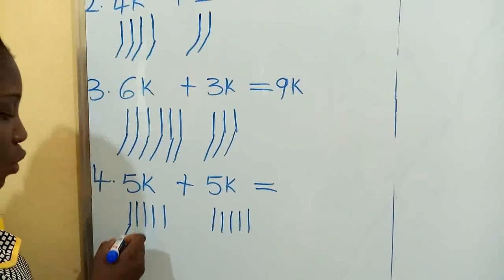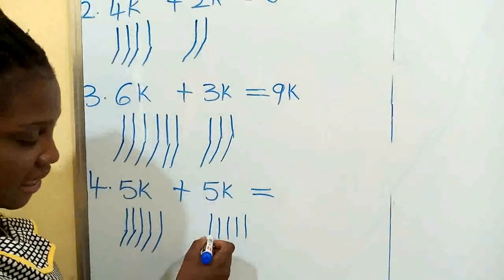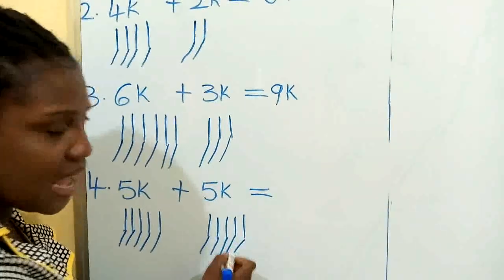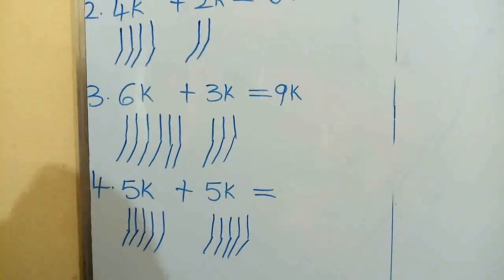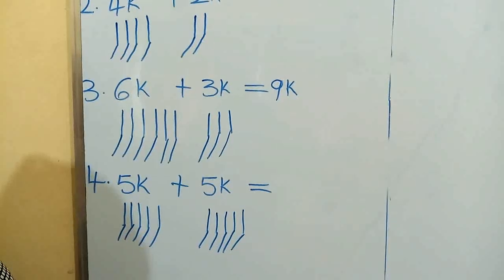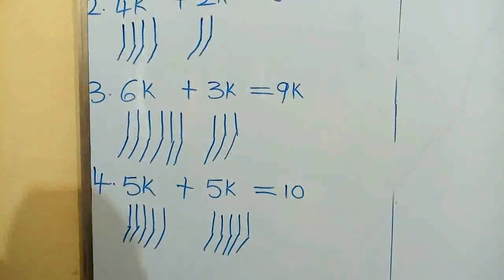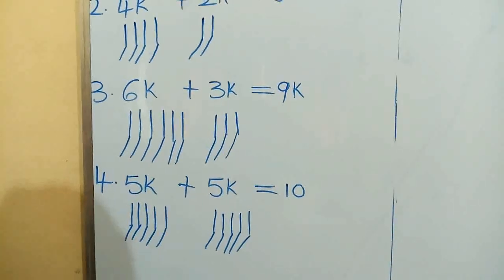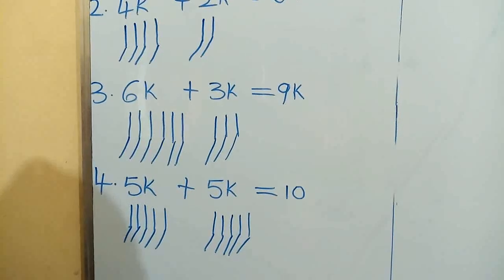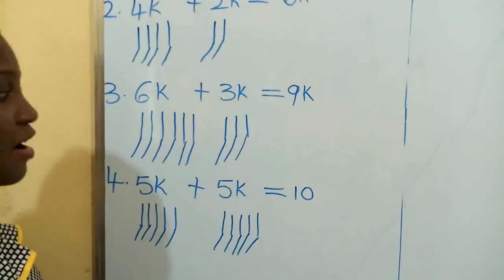Let's count together. 1, 2, 3, 4, 5, 6, 7, 8, 9, 10. How many strokes are here? 10 strokes. So the answer is what? 10. So now this is for kobo. So now we'll move over to naira. Do we still remember the sign for naira?